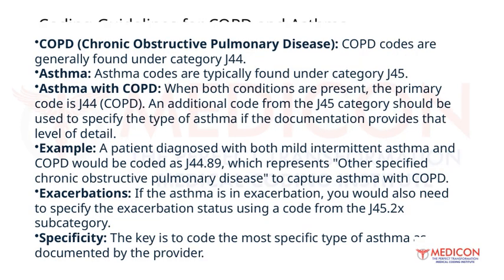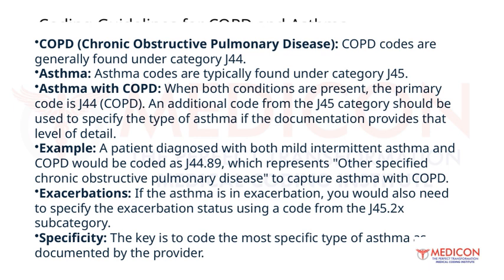When coding for COPD and asthma, it's important to understand where to find the appropriate codes. For COPD, you'll generally look under category J44, and for asthma, the relevant codes are usually in category J45. Now, things get a bit more nuanced when a patient has both conditions. In that case, the primary code should be J44, which is for COPD.